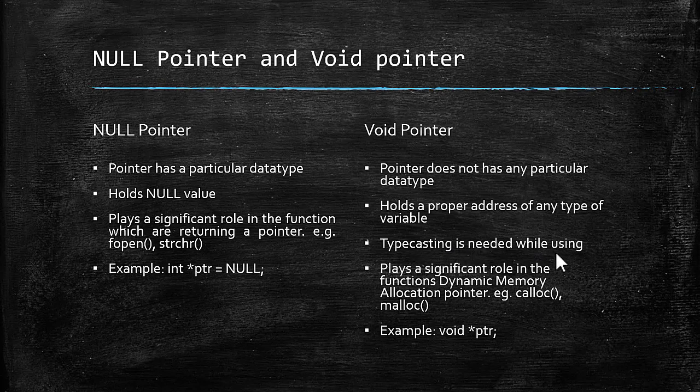And this void pointer plays a significant role in functions, mainly in dynamic memory allocation, calloc and malloc. We are going to learn about calloc and malloc in detail when we discuss dynamic memory allocation. Now, how can we declare a void pointer? The data type mentioned has to be void, then an asterisk for pointer, then the name of the pointer.